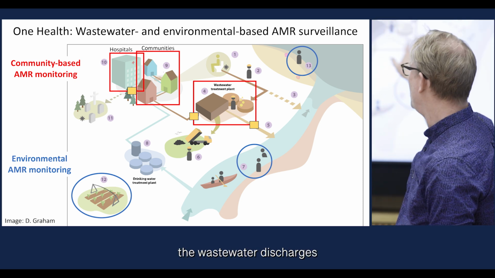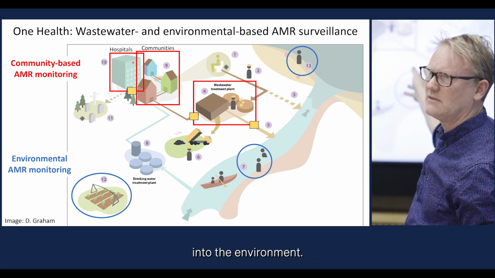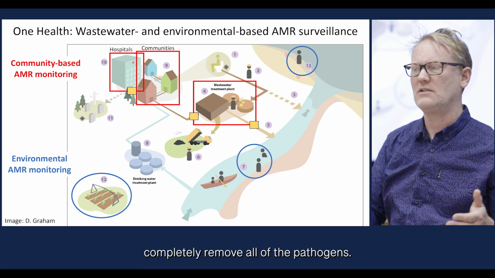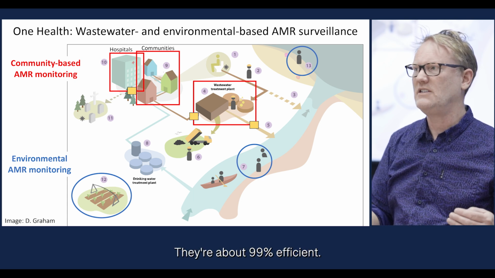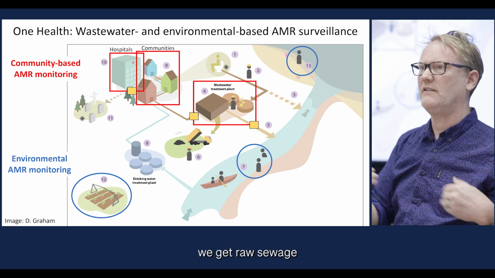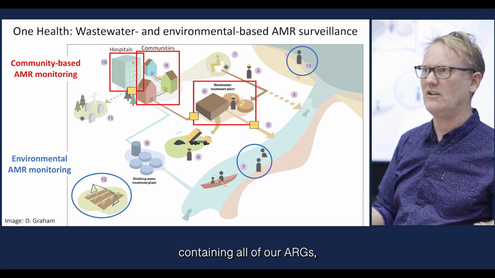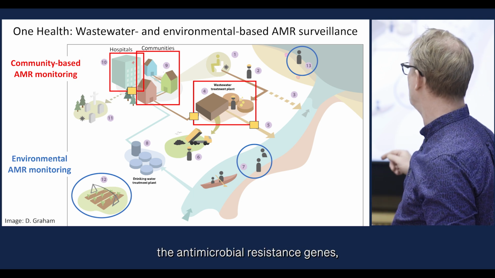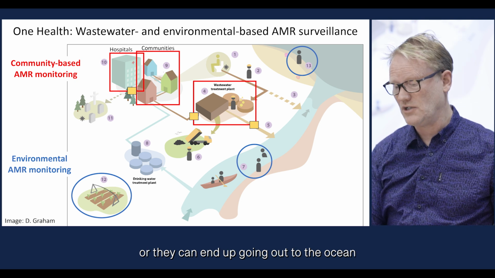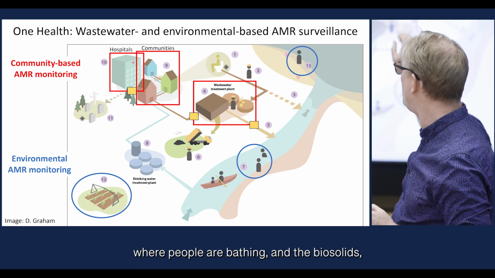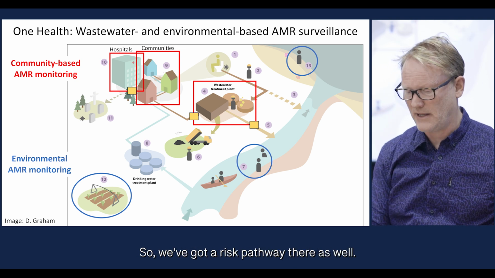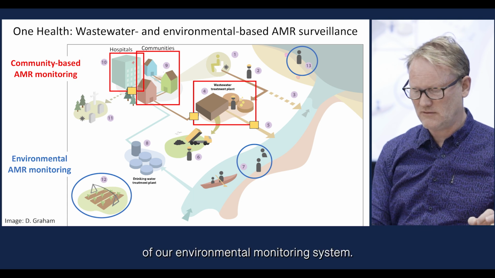But similarly, the wastewater discharges into the environment. So we think that wastewater treatment plants completely remove all of the pathogens. They don't. They're about 99% efficient. In addition, we know that when there's high rainfall, we get raw sewage being discharged into the environment containing all of our ARGs, the antimicrobial resistance genes. So they can end up in the rivers, or they can end up going out to the ocean where people are bathing. And the biosolids, so the solid fraction from the wastewater treatment plant, goes onto agricultural land. So we've got a risk pathway there as well. So that's part of our environmental monitoring system.